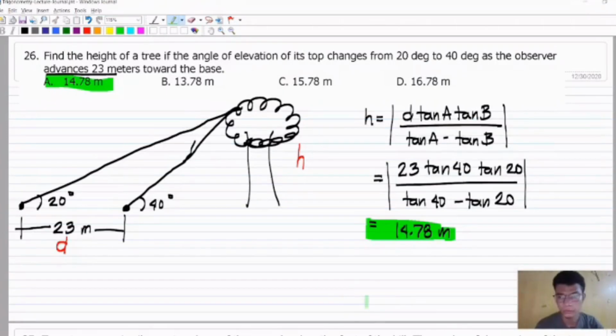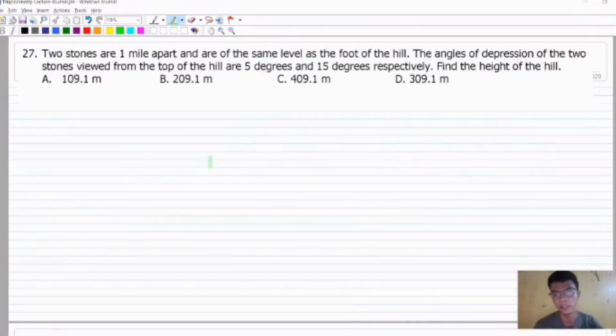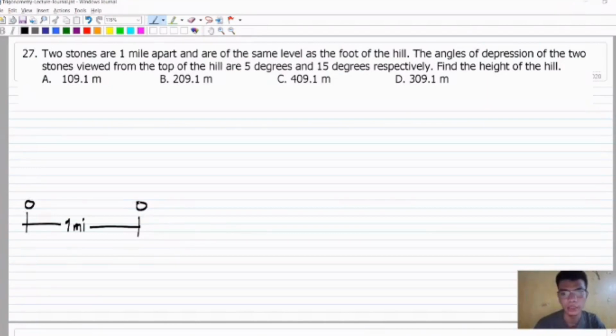Next, number 27. Two stones are 1 mile apart. So, ito yung dalawang stones natin. Ito yung first stone na may layong 1 mile from the second stone. And they are of the same level as the foot of the hill. The angles of depression from the two stones viewed from the top of the hill are 5 degrees and 15 degrees respectively. Sabihin natin na ito ang hill.